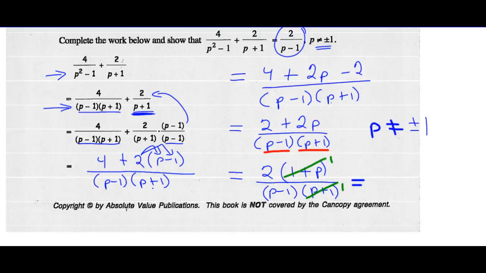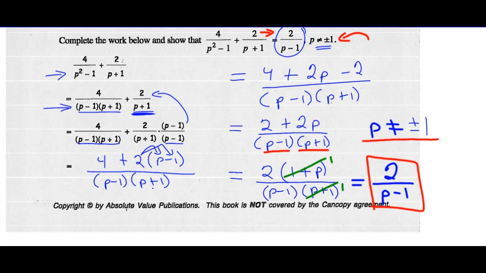So the simplest form would be 2 times 1, which is 2 over p minus 1 times 1, which is p minus 1. That was the original solution we're supposed to have, 2 over p minus 1, restrictions of p can't equal plus or minus 1. So that's how they get there. All right.